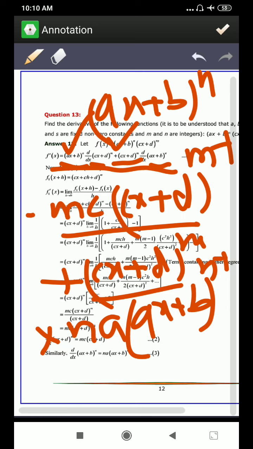You will apply the product rule. In the product rule, you have to apply the chain rule. In the chain rule, you have to differentiate (ax + b)^n and (cx + d)^m. Both we will differentiate using the formula which I just explained.